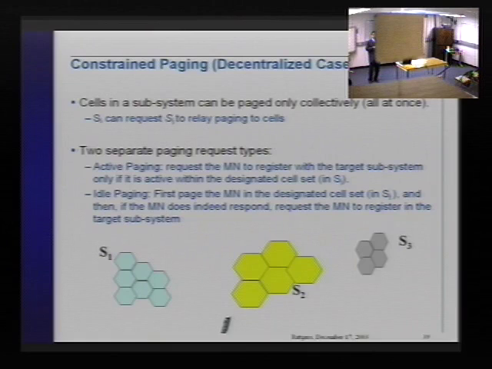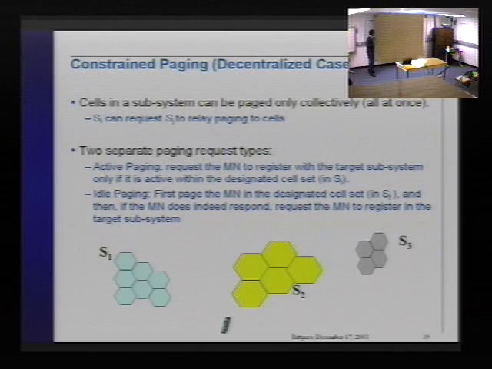But what could happen there is that the first cell could be in subsystem 2, the second cell in subsystem 3, and the third cell in subsystem 2 again. I believe that is going to be unrealistic. What you want to do is collect together all the cells of each subsystem that you want to page and do one paging per subsystem, and not any more than that.